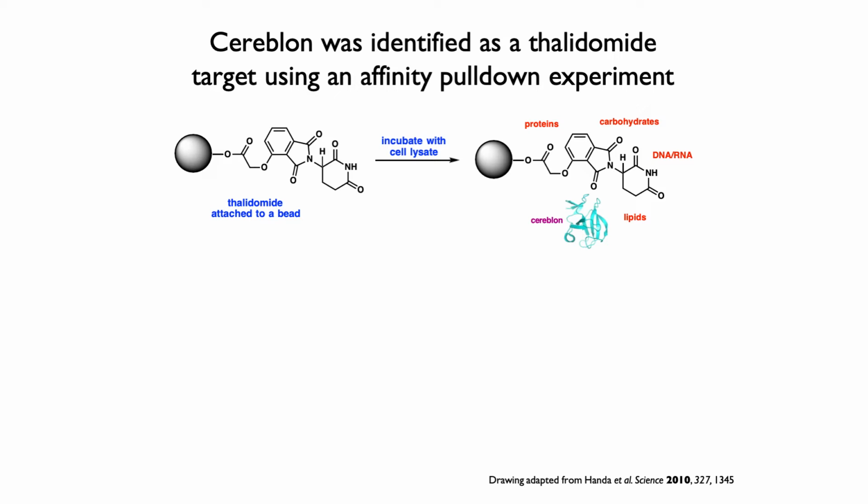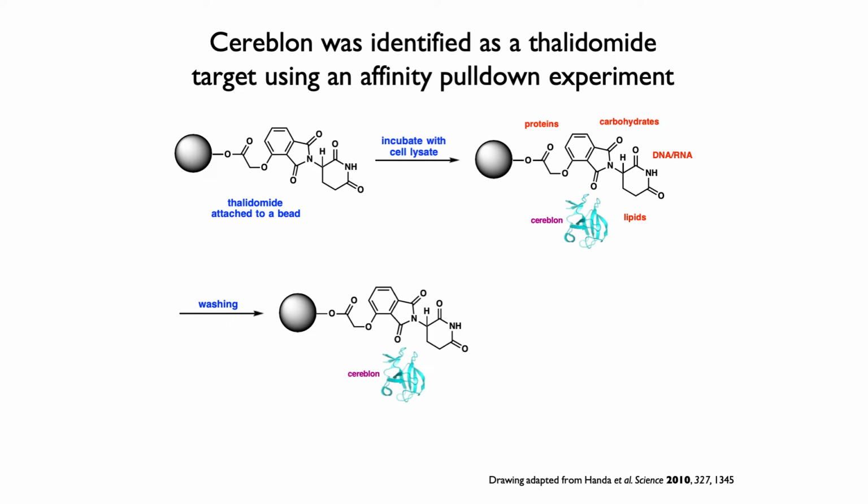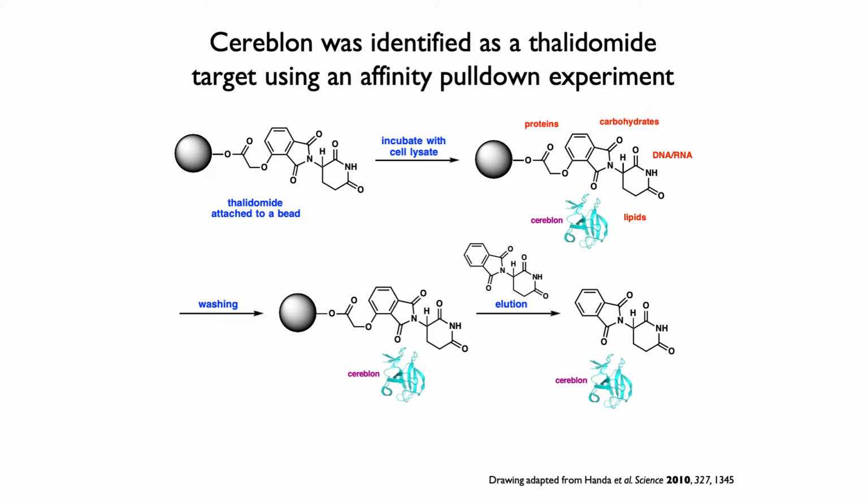There's no way to identify which is the target without getting rid of all of that other stuff, because otherwise it's just a sea of all of these molecules. So there's a lot of washing that happens at this stage, and that washes away everything that isn't the target of whatever molecule you have attached to the bead. And so presumably cereblon would then stick around if this process works well. And then at the end, what you can do is add in excess of the molecule that's attached to the bead, and that will bind really well to cereblon and displace.